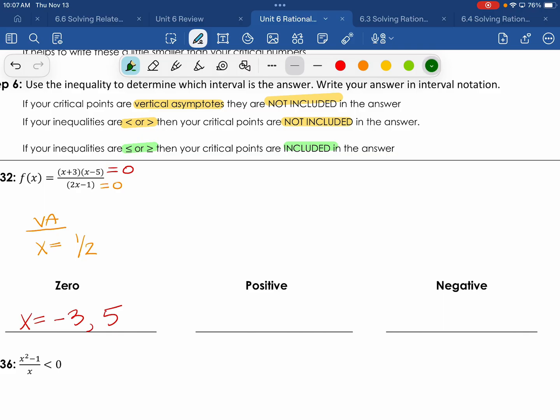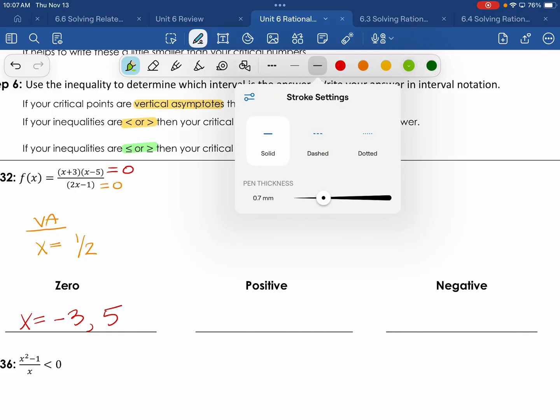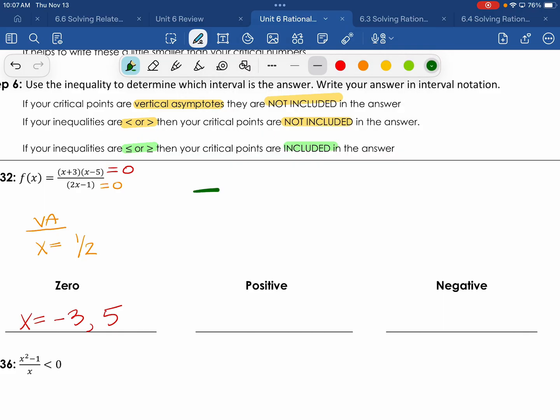And so I'm going to do a number line. I'm going to put all of these critical numbers on my number line. So I'm going to start with -3. Then I'm going to go to 1/2. And then I'm going to go to 5.